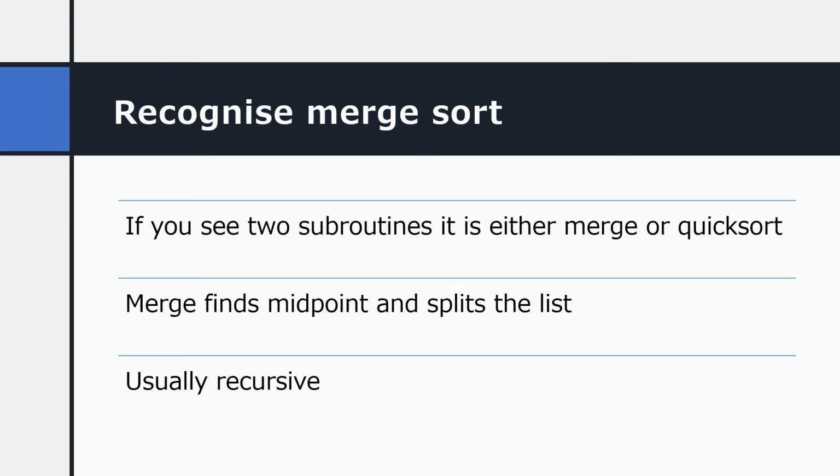If you see two subroutines, it would be either the merge sort or the quicksort. The key fact about merge sort is it finds the midpoint. So if you've got a program that finds the midpoint, it's either merge sort or binary search. And obviously if we're sorting the list, it will be merge sort. And we usually write it using recursion, though there are other variations.